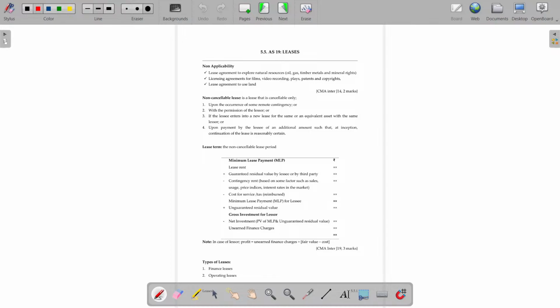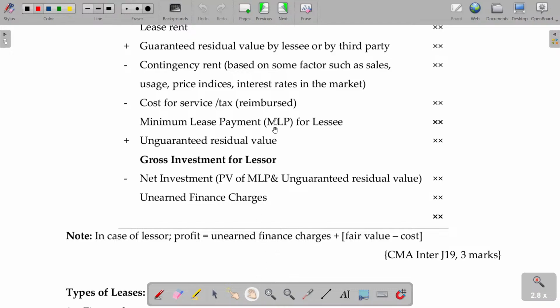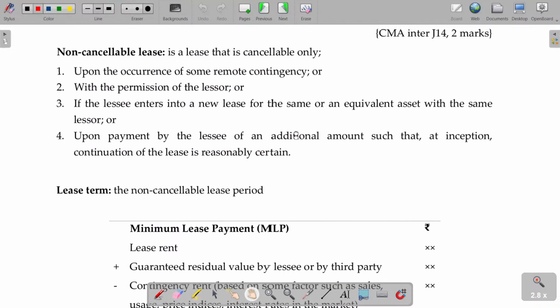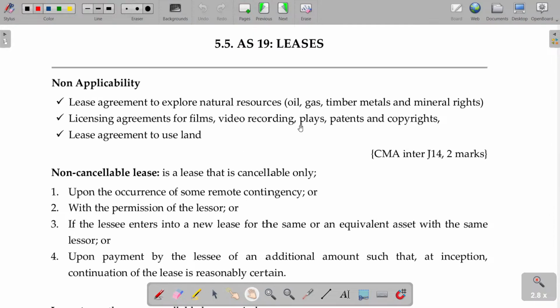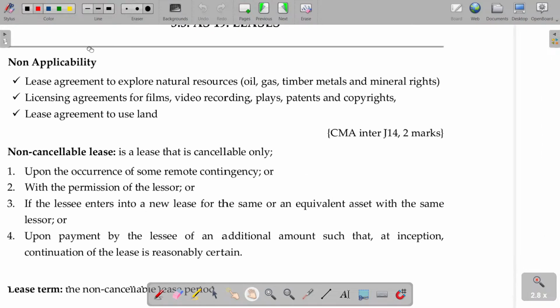This is Ind AS 19, Leases. In this class, I will cover predominantly some theory and operating lease. Next lecture, I will cover the financial lease with an illustration.